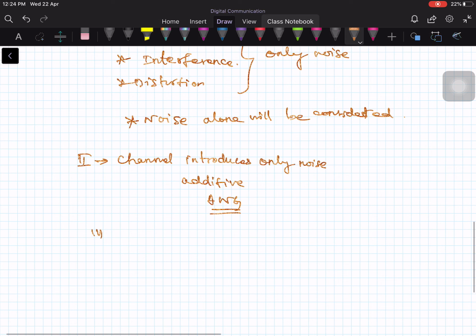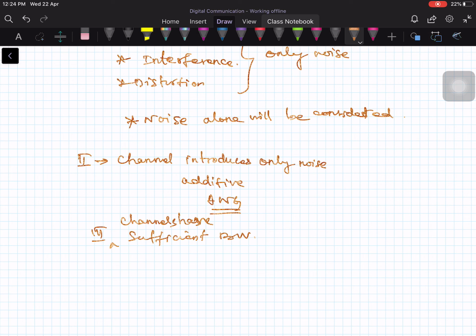The third assumption is the channel should have sufficient bandwidth. Channels have sufficient bandwidth. If it doesn't have sufficient bandwidth, then what will happen? The signal will be distorted. So we are assuming that channels have sufficient bandwidth. That means what? It reproduces the signal faithfully except for the noise.